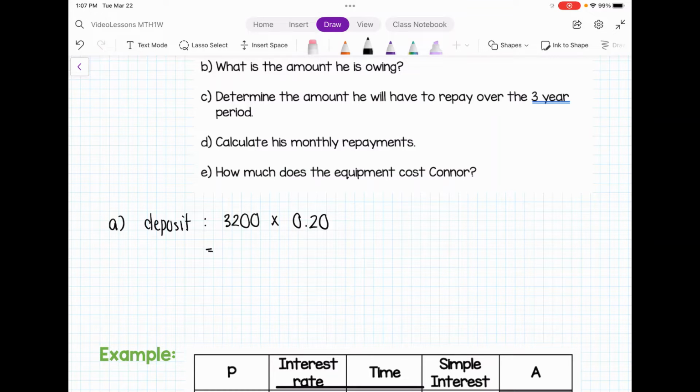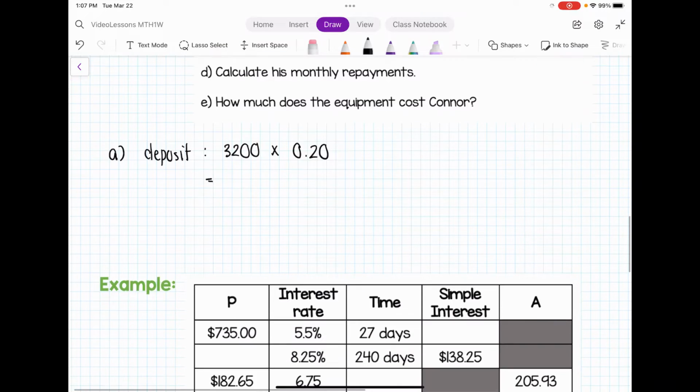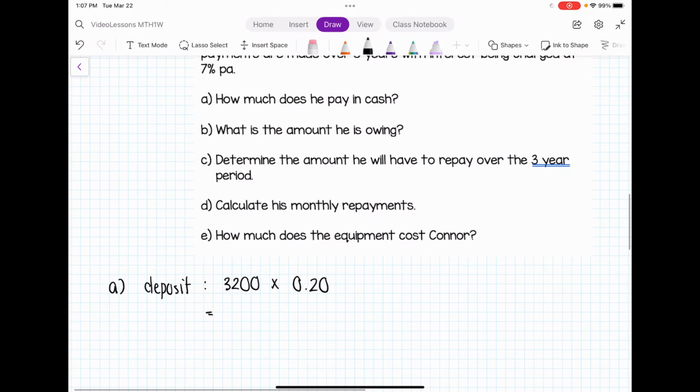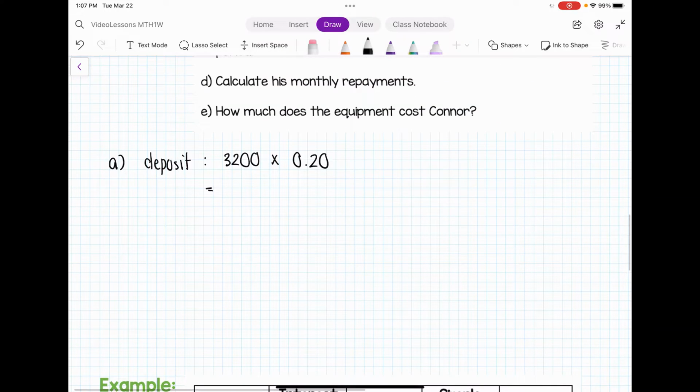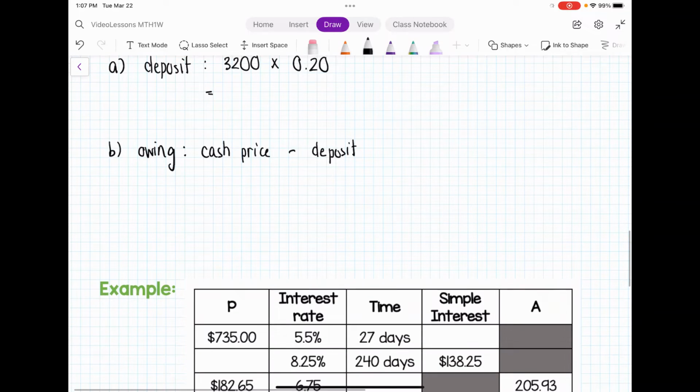And so we will get... I want you to work that out in your calculator and tell me what the deposit will be. The amount that he's owing, well, if he pays the deposit, then he's owing the cash price minus his deposit. So work out what we get there.